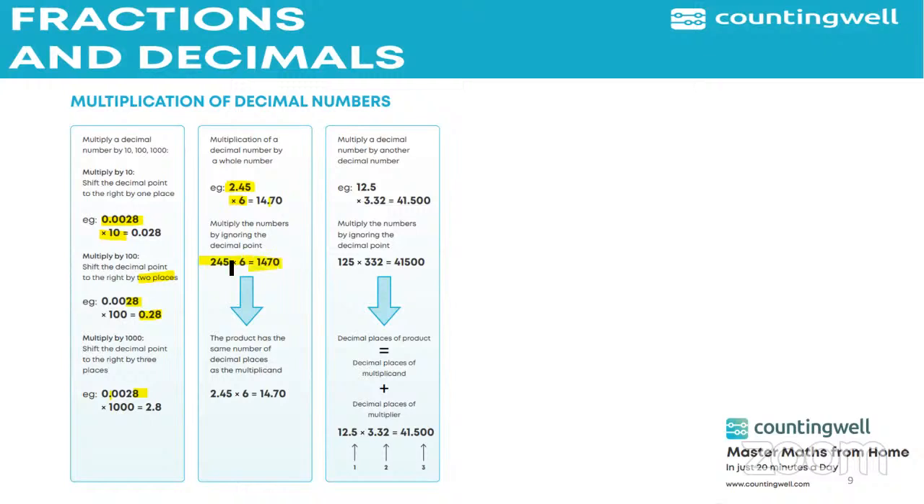Next, multiplying the numbers by ignoring the decimal point. What I have said is you have to multiply 245 into 6. So the product has the same number of decimal places as the multiplicand.